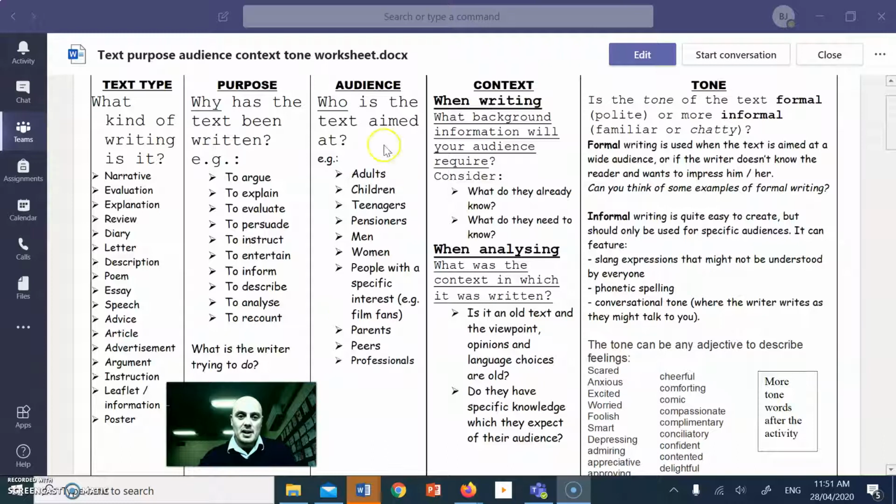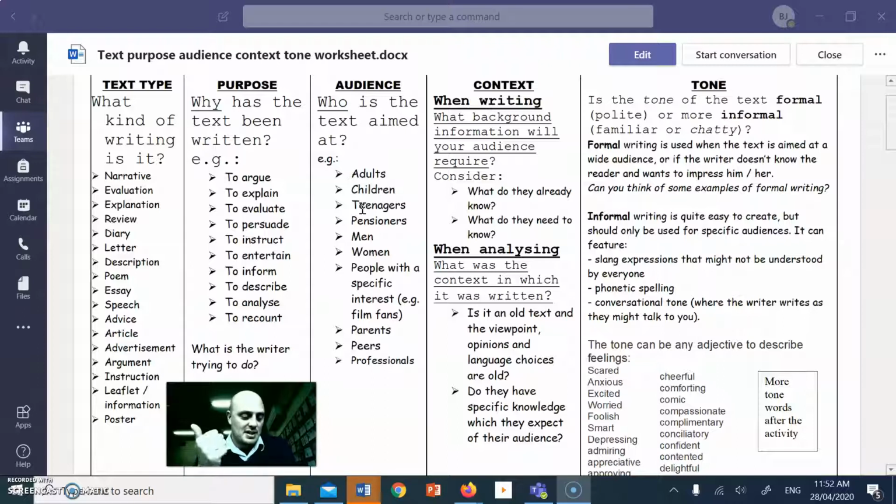All right. Now, who is the audience aimed at? Okay, is the writing for adults, children, teenagers, pensioners, men, women, people with a specific interest, i.e. film fans? Okay, so like a blog about Star Wars may not be targeted at everyone. It's only targeting Star Wars fans. It might be targeting parents. It might be looking at what to expect when you're having a baby. It might be specifically new parents or likely to be new parents. It might be targeting professionals. It might be a business magazine. Okay. So while other people might read them, they are not specifically who it's targeting.